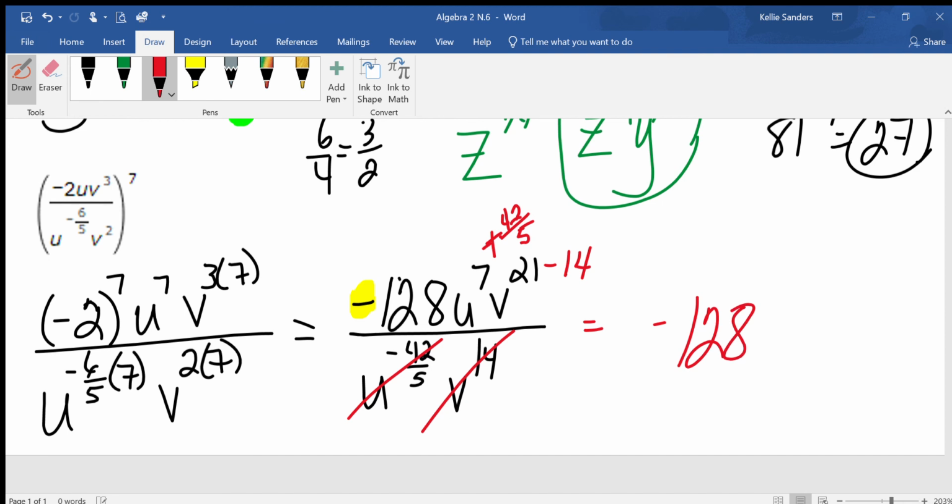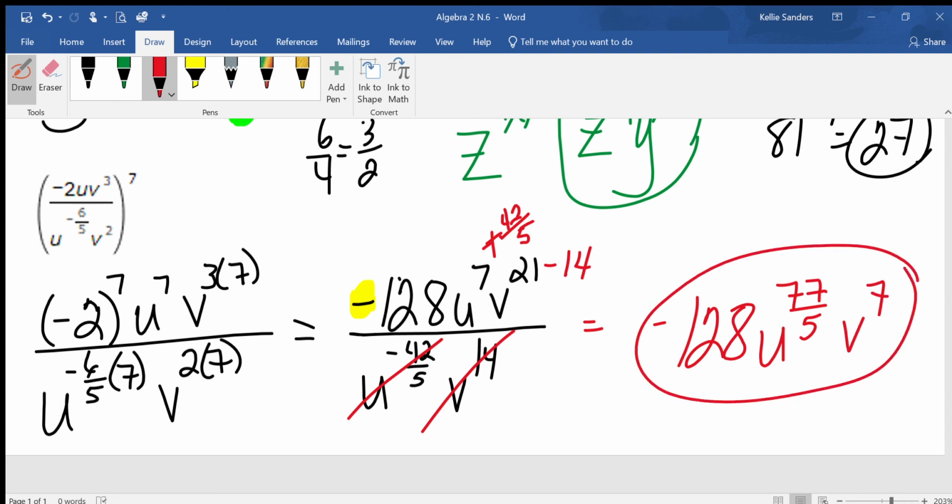Negative 128 u to the, I don't have a clue. 7 times 5 is 35 plus 42, 77, over 5. And then v to the 7. I'm going to check that math just for a second because, you know, I am never wrong. 7 plus 42 over 5, 77 over 5. Okay. That's it. That's all. Test time.